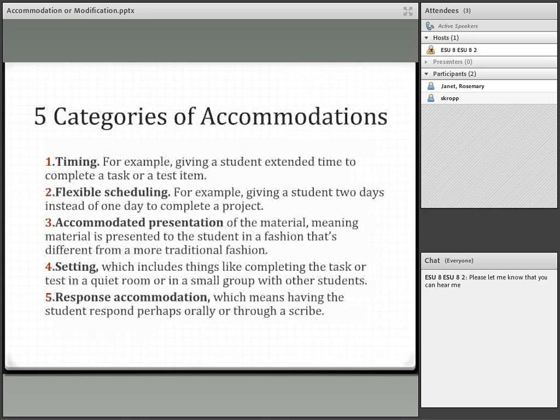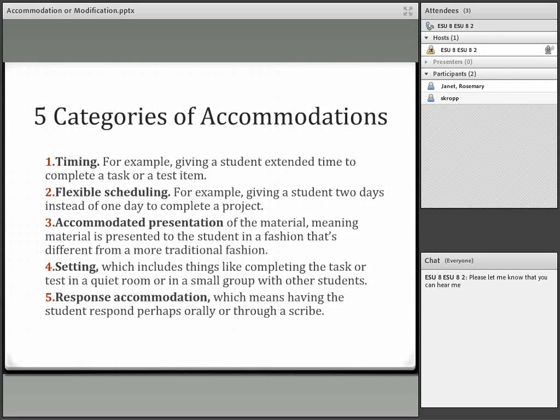As we think about accommodations, we can generally break them into five categories. The first category would be timing, for example, giving a student extended time to complete a task or test item. The second category would be flexible scheduling, so giving a student 2 days instead of 1 day to complete a project. We can also have the third category of accommodated presentation of the material. So the material might be presented to the student in a different manner that's maybe not so traditional, sometimes pulling in some technology to help with that.